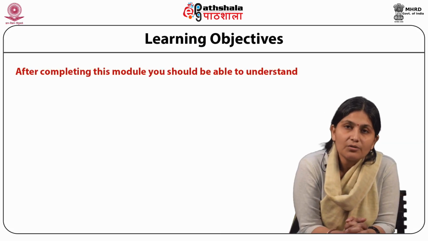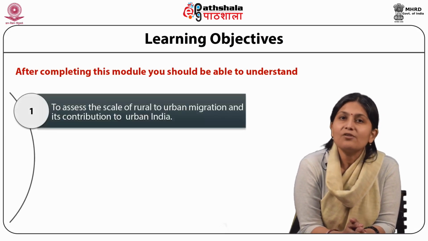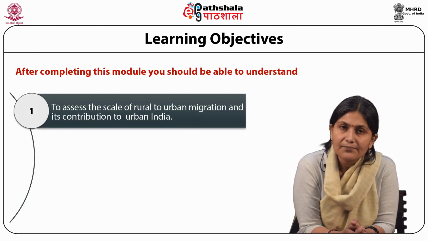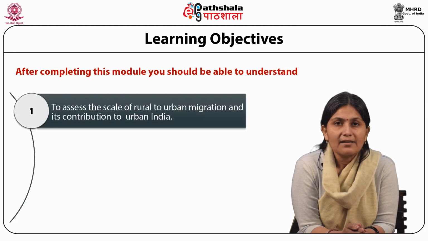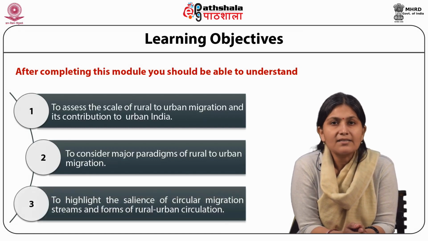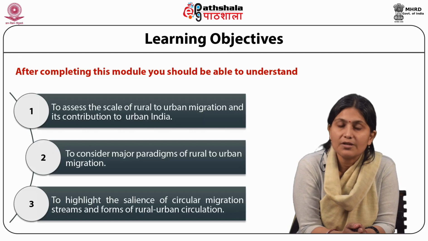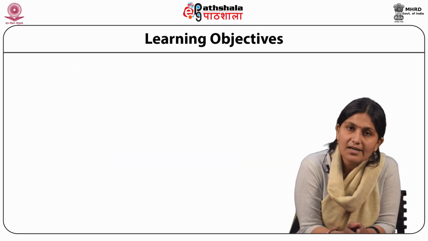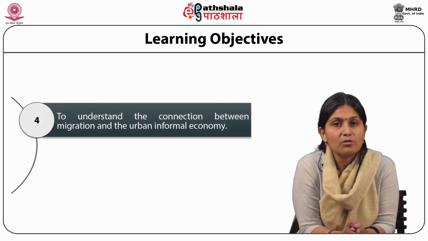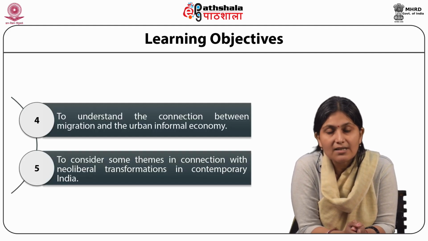After completing this module, you should be able to assess the scale of rural to urban migration and its contribution to urban India. You should be able to understand major paradigms of rural to urban migration, to highlight the salience of circular migration, streams, and forms of rural-urban circulation. You should also understand the connection between migration and the urban informal economy, and consider some themes in connection with neoliberal transformations in contemporary India.